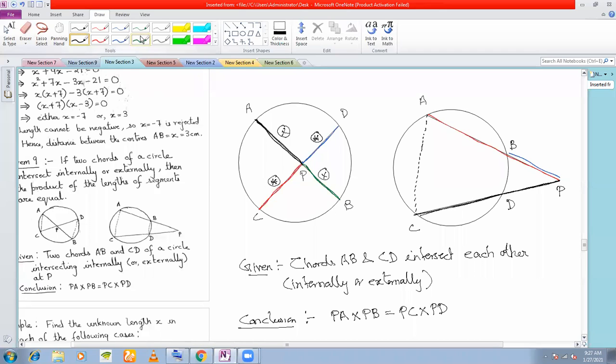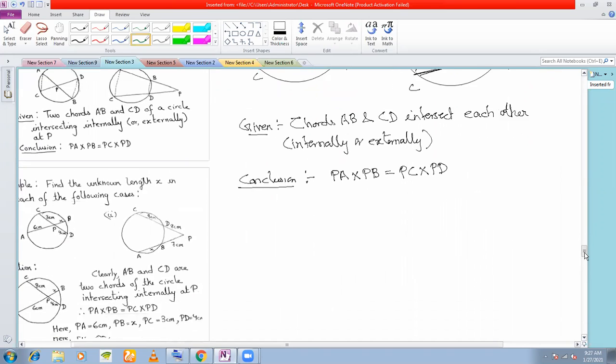And this length is another segment, PD. In both the cases, we can say that the product of the length of the segments must be equal. So PA, the red line, into PB, the blue line, must be equal to PC, the black line, into PD, the green line. Okay. So remember this, you have to take the segments from the point of intersection of the chords. Okay. So now based on this, we shall solve a sum.